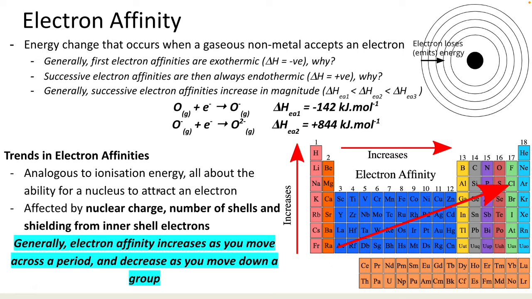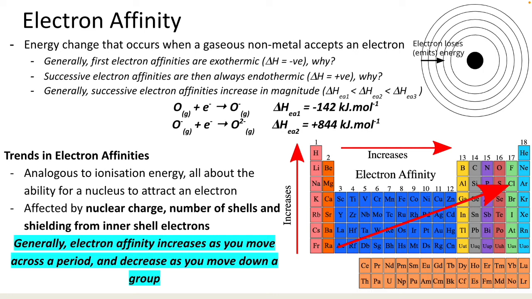So here's the trend we observe. As we move across a period, we generally have the electron affinity increasing because we're increasing nuclear charge, but we are keeping the number of shells and inner shell electrons the same. Whereas as you move down, the electron affinity generally decreases, because as you move down the group, or you can think about moving up the group, it increases. Going down the group, it decreases because we are changing the number of shells and thus the shielding from the inner shell electrons as well.